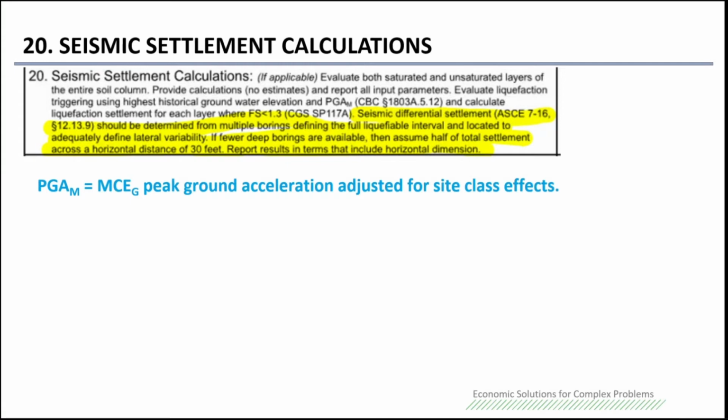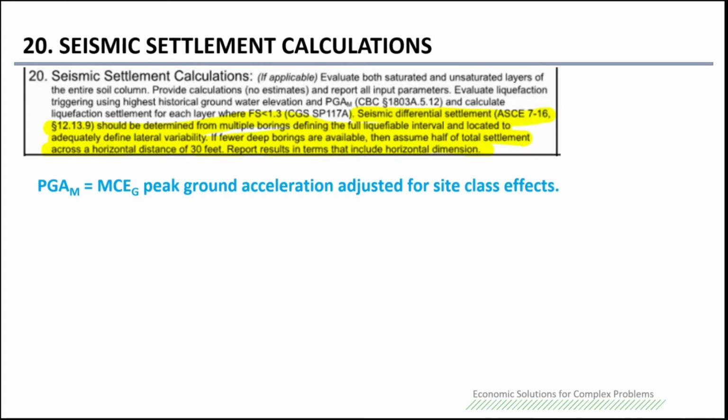So again, the PGAM that was used for the liquefaction analysis will increase compared to the previous version. In other words, for the same site, you may have more severe liquefaction hazard compared to the previous version. So one solution, again, is you can do the site-specific response analysis. The code also allows you to reduce the PGAM by up to 20% based on site-specific response analysis.